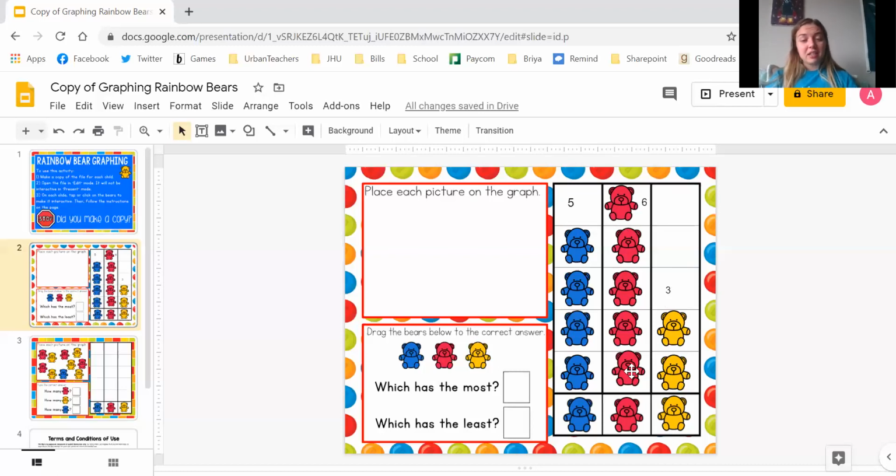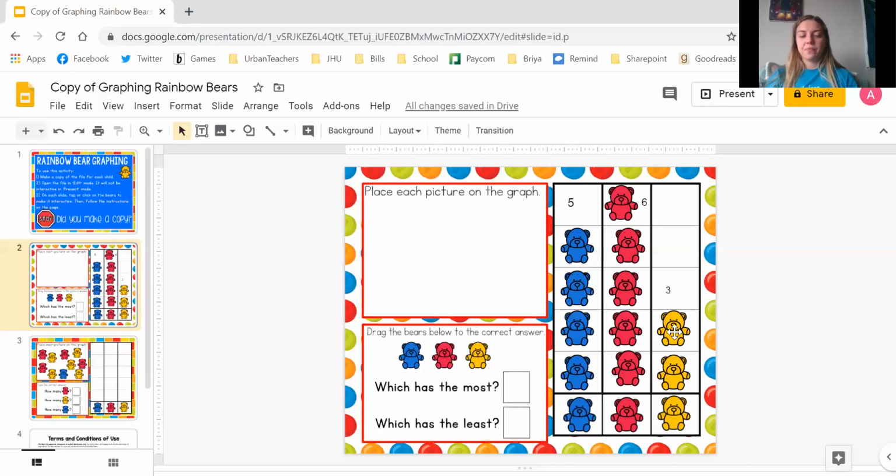It looks like the tallest, biggest tower of bears is red. The red bears go all the way to the top. What's the smallest tower of bears? You're right, the yellow. Yellow tower only is 3. The yellow tower is not very tall.